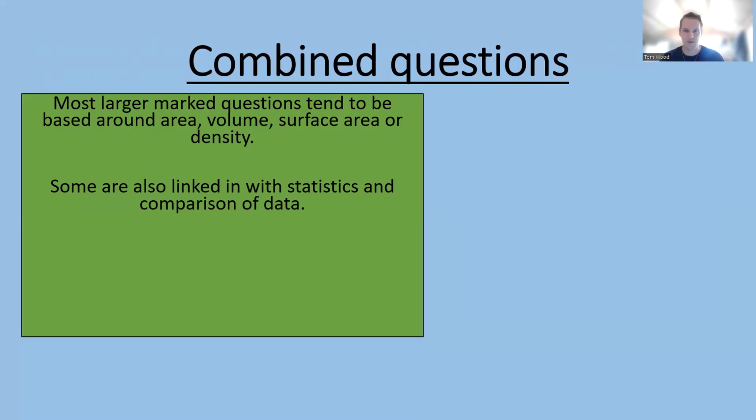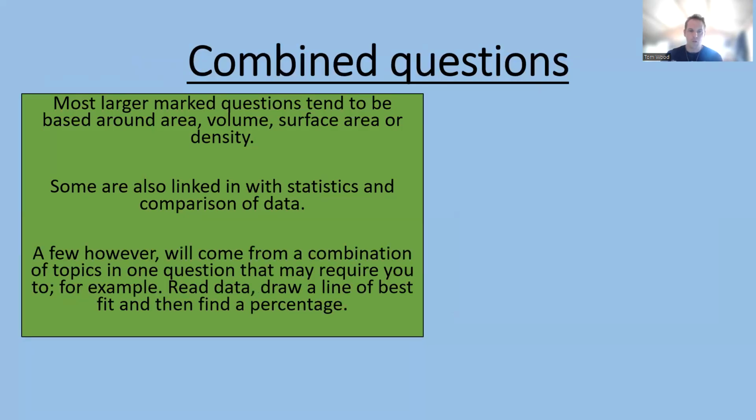Essentially we find a mean, we find a range, and then we just say this range is higher, this mean is lower, etc. We do get a few of these questions though where they are combined topics. So it might be that we have to read a piece of data, draw a line of best fit, and then we have to calculate a percentage or something like this. So it might be a 4 or 5 step question.